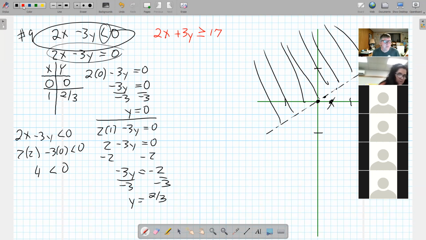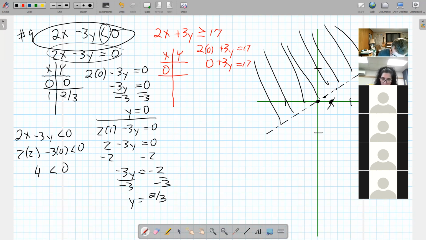Any questions about that? All right, let's take a look at the red inequality. Let's use x as 0 again. And so we'd have 2 times 0 plus 3y equals 17. 0 plus 3y equals 17. 3y equals 17. Y equals 17/3. Oh, that's lovely, isn't it? 17/3. Okay, so x is 0, y is 17/3. 17/3 as a mixed number would be what, 5 2/3? So we're right up there.